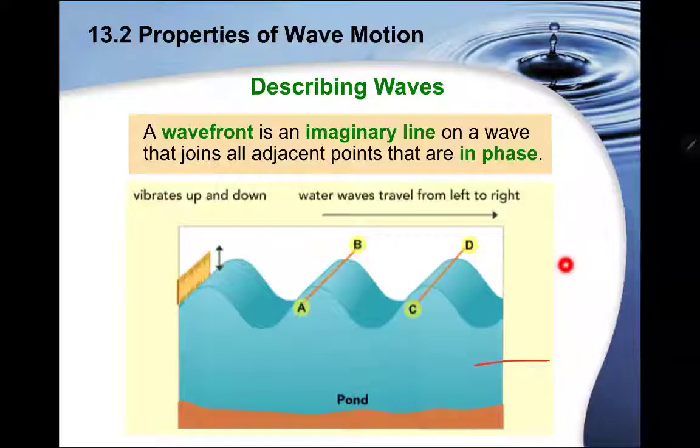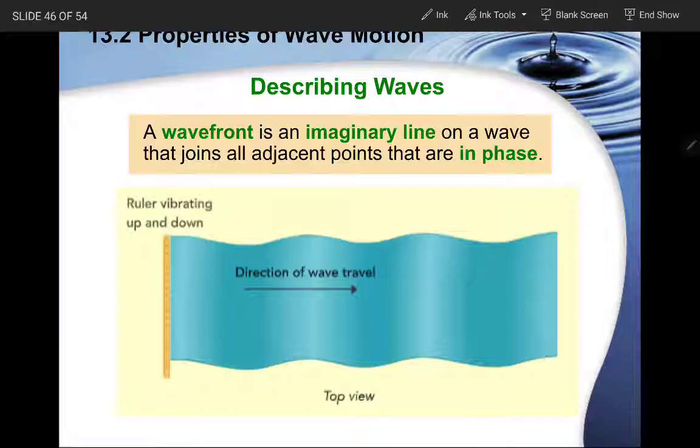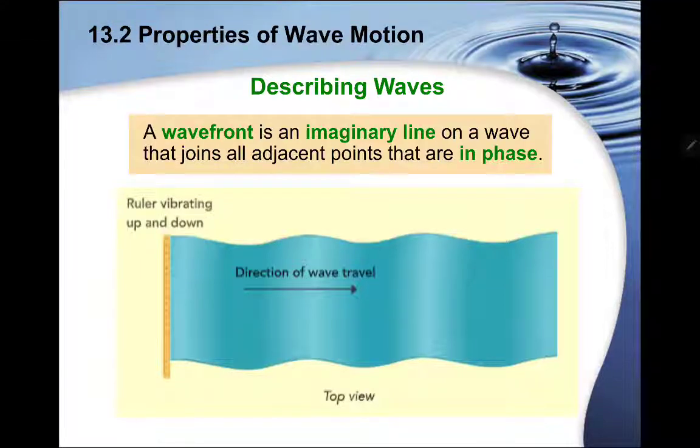Now let's look at it from a top view to see something else. Looking at it from a top view, it's still the same scenario. The ruler is vibrating up and down. The direction of wave is now moving left to right. Where are the wavefronts? Assuming that these are the peaks, this is a wavefront, this is a wavefront, down here is a wavefront. In fact, it's the exact same scenario. So these are the wavefronts. I'll draw them as dotted lines, since they're imaginary lines, not real lines.